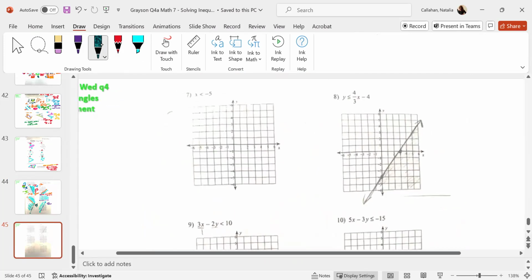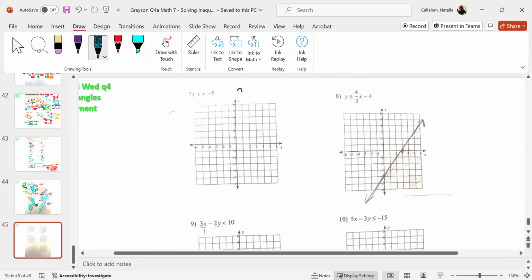I want you to pay attention for number 7. Wait, so this is x is less than -5. It is a dotted line.